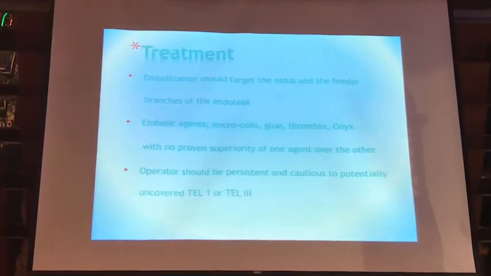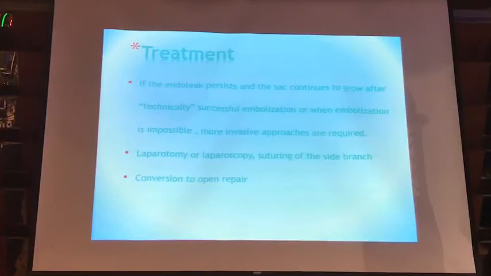And how do we treat it? The embolization should be targeted, just like a cerebral AVM: the feeder branches are what we have to embolize. What do we embolize with? Microcoils, glues, thrombin, and Onyx, but no agent is proven superior to another. The operator should be persistent and cautious, as embolization may potentially uncover a type 1 or type 3 endoleak.